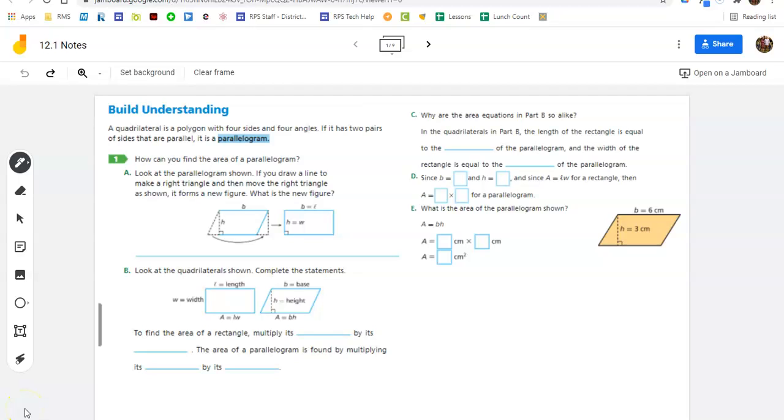Okay, this is Module 12, Lesson 1. You can find this on page 378 in your book. So this is build understanding. A quadrilateral is a polygon with 4 sides and 4 angles.